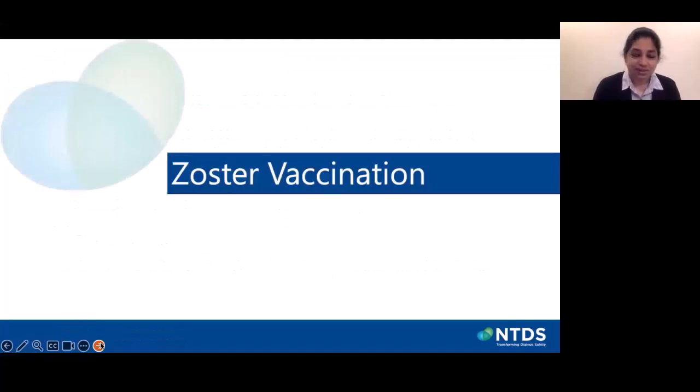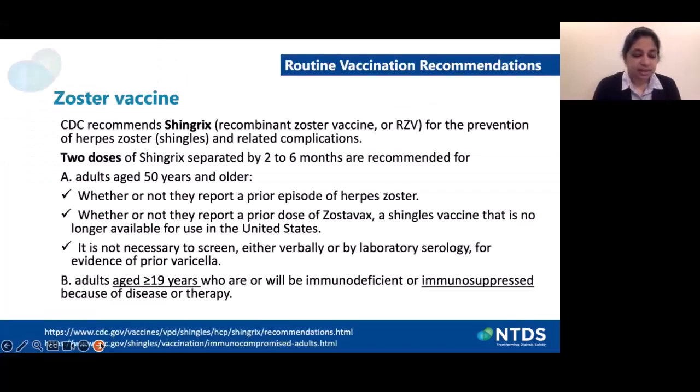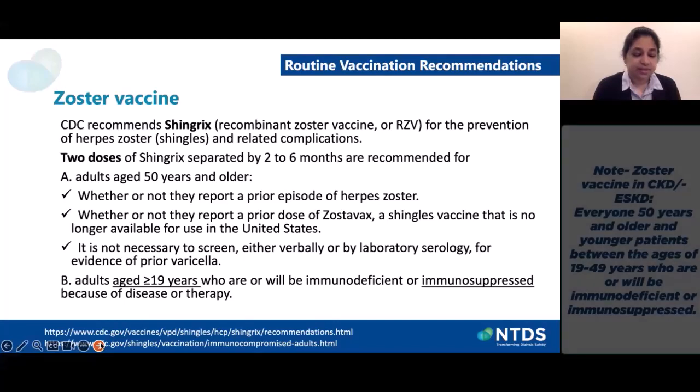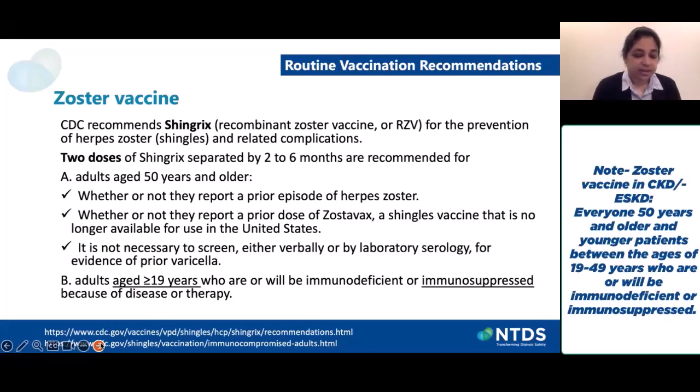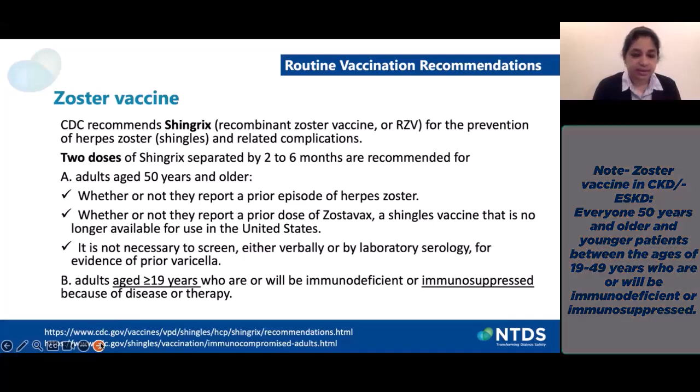Finally, a few points on zoster vaccination. The recombinant zoster vaccine is currently recommended for adults aged 50 years and older, regardless of prior history of receiving an alternate zoster vaccine or having zoster infection. This zoster vaccine is also recommended for younger patients between the ages of 19 and 49 years who are or will be immunodeficient or immunosuppressed because of disease or therapy, including advanced chronic kidney disease and dialysis.